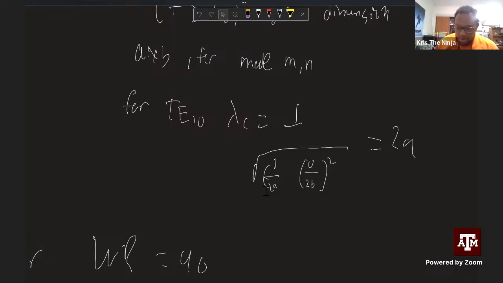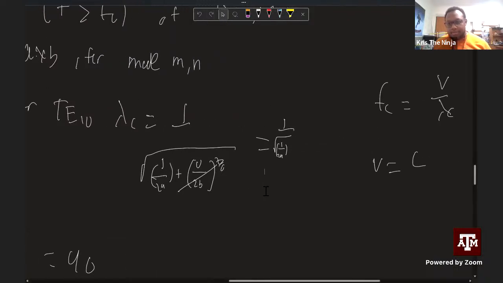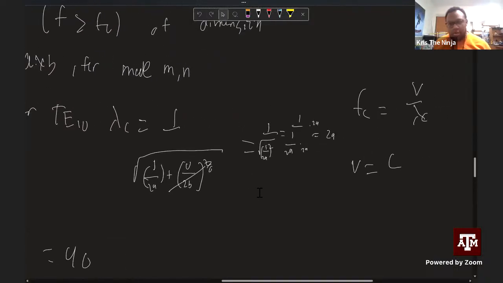Let me just clean this up a little bit. So you have 1 over the square root of 1 over 2A squared, excuse me. Well, if you're squaring that, then the square root deletes itself. So you now have 1 over 1 over 2A. When you do that, you're multiplying by the reciprocal. So you just multiply and you just have 2A. And that just gives you 2A. Wham, bam, thank you, ma'am. So that's what that was supposed to say initially.